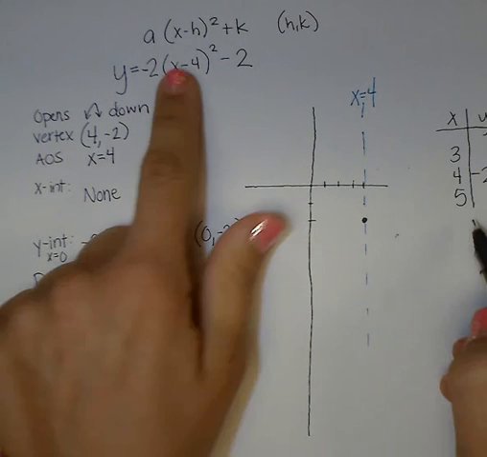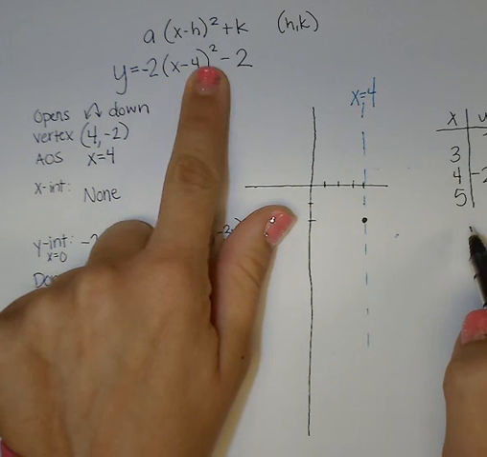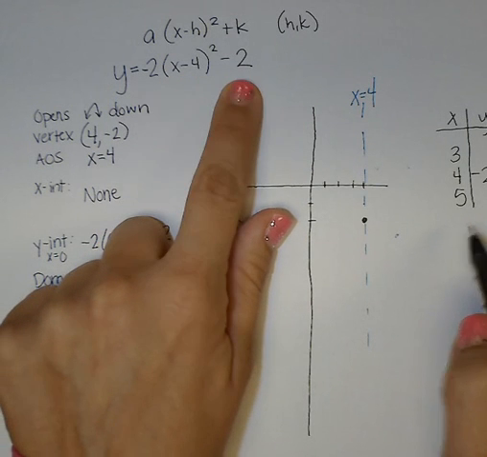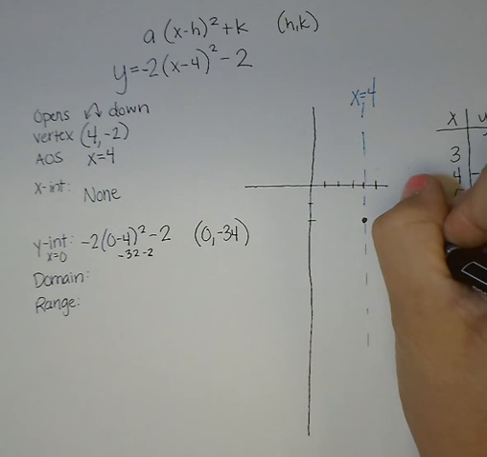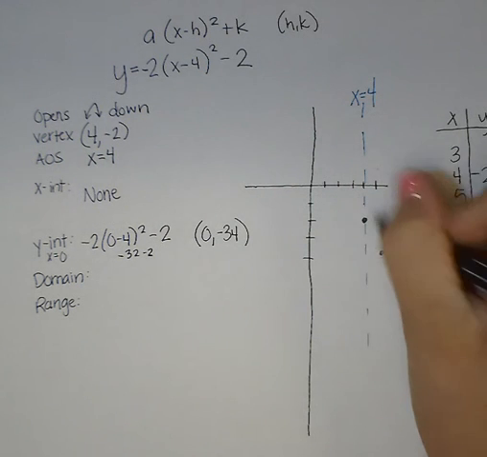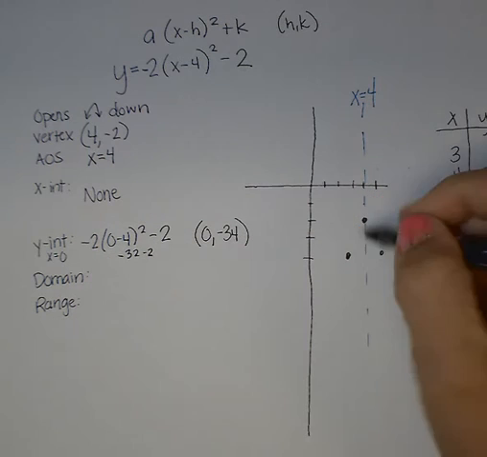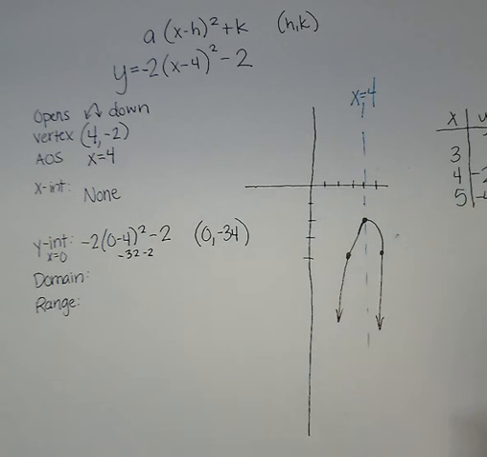So plug in a 5. 5 minus 4 is going to be 1. 1 squared is still 1. -2 minus 2 is going to be -4. 1, 2, 3, 4. And on the other side, I can have the same thing. You could do another point, and you've still got a nice graph.